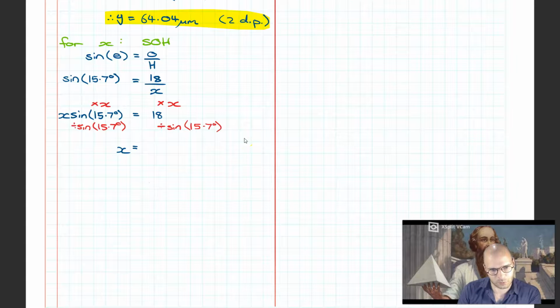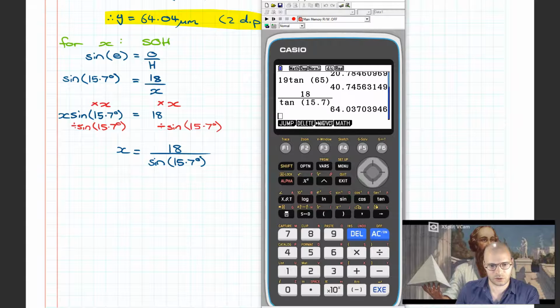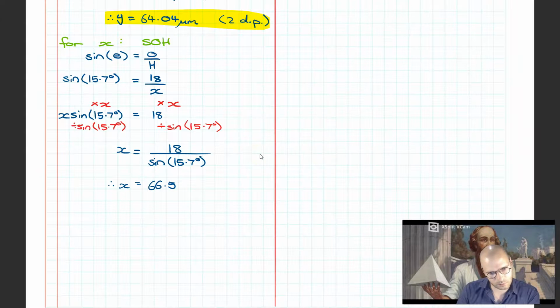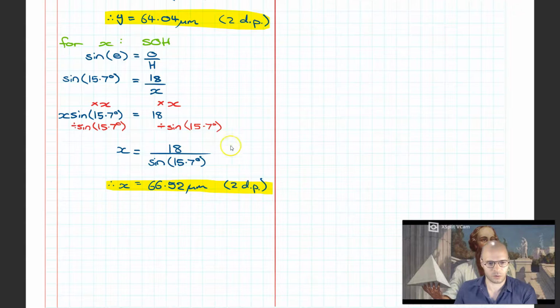Therefore, we come to the expression that x is equal to 18 over sine of 15.7 degrees. Bringing up the calculator to evaluate this expression, we get a result of 66.518, or 66.52 micrometers.